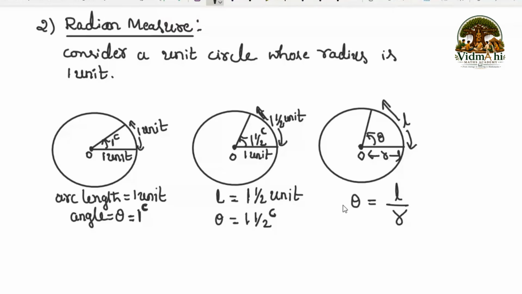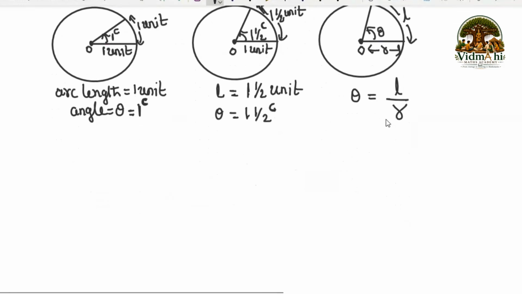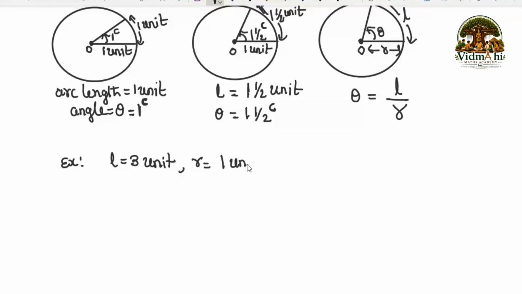So now, for example, suppose the arc length is 3 unit, and the radius we already know is 1 unit. So what we can say is that the angle theta is 3 by 1, that is 3 radian.